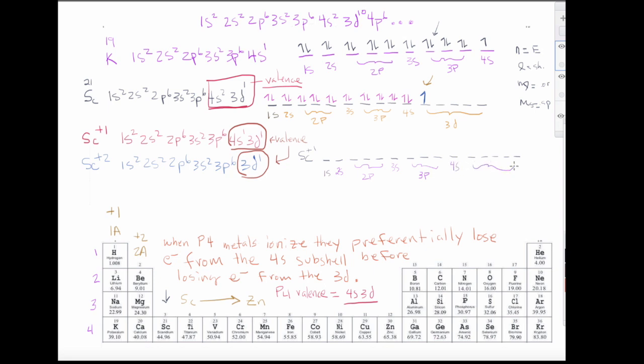And then the 5 platforms for the 3d. So again, most of this fills easily. Just run these babies out. And then in the 4s, I'm going to change my color to be abundantly clear. We're going to have one electron here, and we're going to have one electron here. This would be Sc plus 1. We preferentially took the electron from the 4s shell.